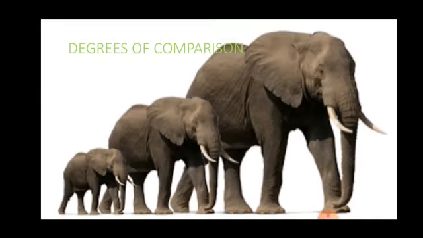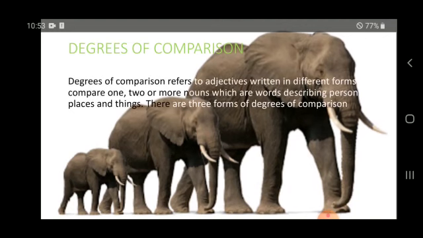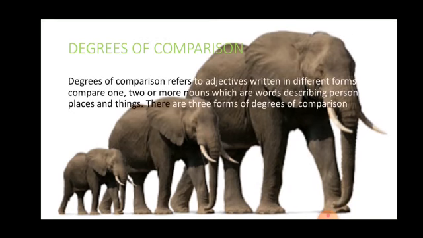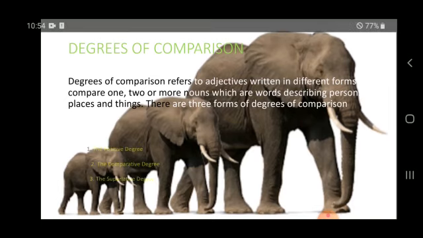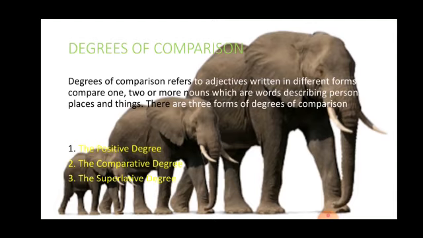Degrees of comparison. Degrees of comparison refers to adjectives written in different forms to compare one, two, or more nouns, which are words describing persons, places, and things. There are three forms of degrees of comparison. Let us see what they are: the positive degree, the comparative degree, and the superlative degree.